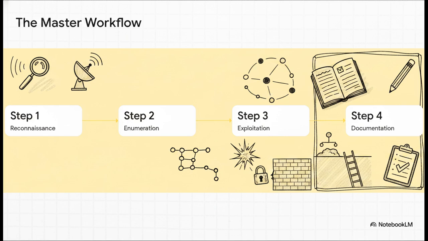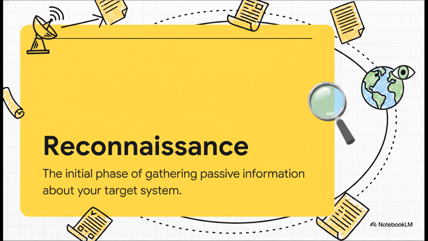Well, it's a 4-phase workflow that takes you from broad discovery all the way to specific action. We're going to start with reconnaissance. Then we narrow our focus with enumeration. After that, we get to exploitation, and the glue that holds it all together, the step that really breaks the loop, is continuous documentation. Let's quickly run through these.